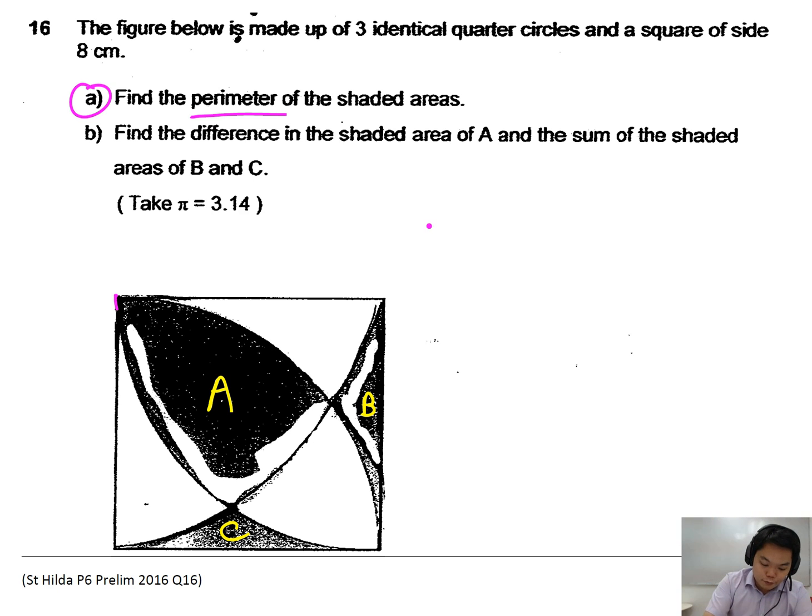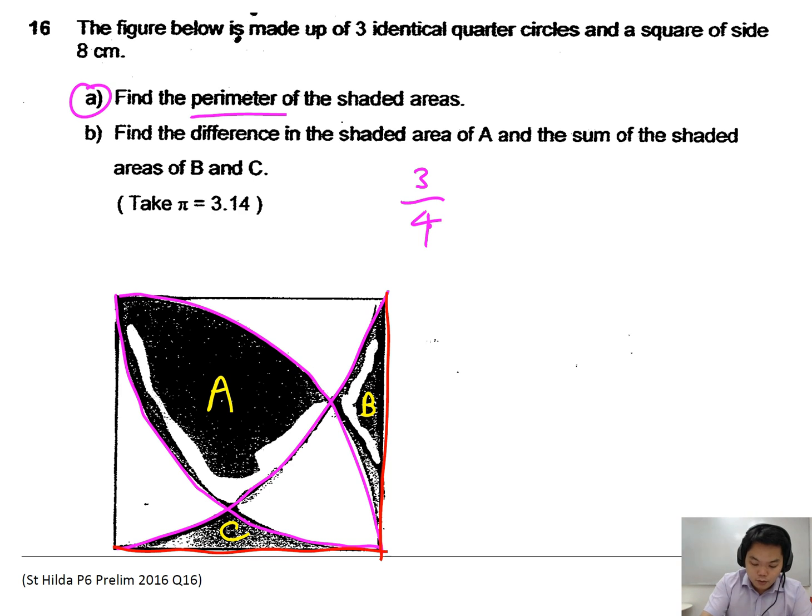The perimeter is made up of 3 quarter circle arcs, as it can be seen over here. It also comprises of these 2 straight lines. So from these purple lines, you have 3 1/4 arcs times 3.14 pi times the diameter of this big circle. So since the radius here is 8, the diameter would have to be 2 times 8. So this would give us 37.68 cm.